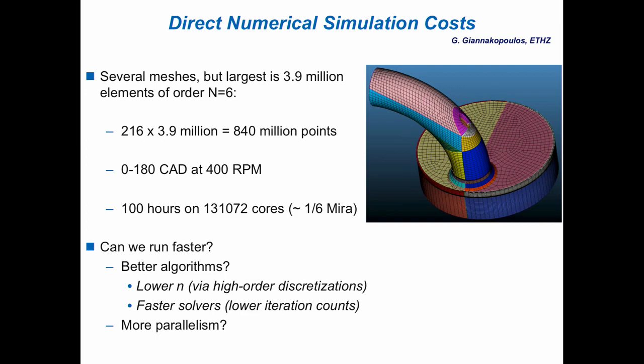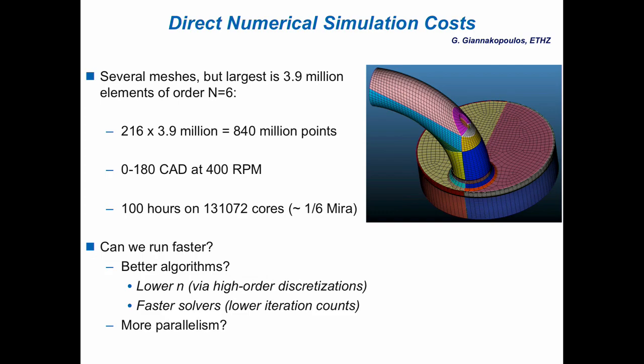All right, so let's look at the cost of doing this. What are the costs? That's kind of what we're interested in here today. So we have 3.9 million elements. These are polynomial order 6, so they have 216 grid points per element. And it's about 840 million points. It's about 100 hours on 131,000 cores of Mira, so 1/6 of Mira, roughly, just to go for 180 crank angle degrees. Since it's a 2-stroke engine, the full 720 would be about 400 hours.